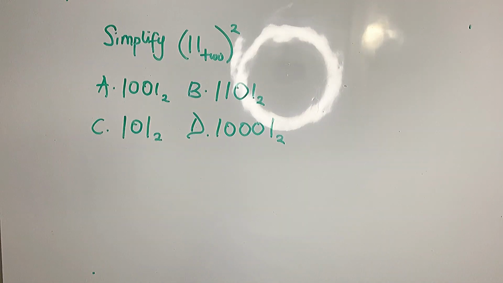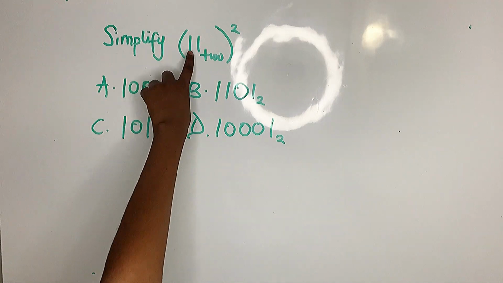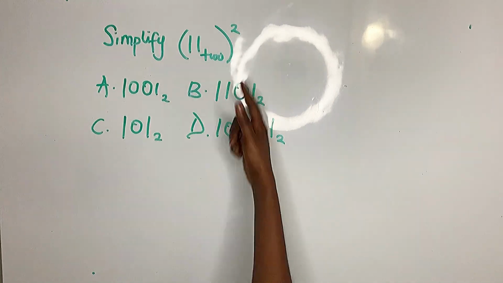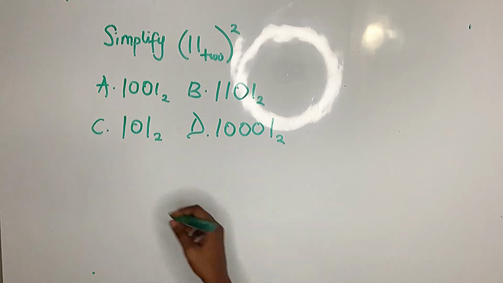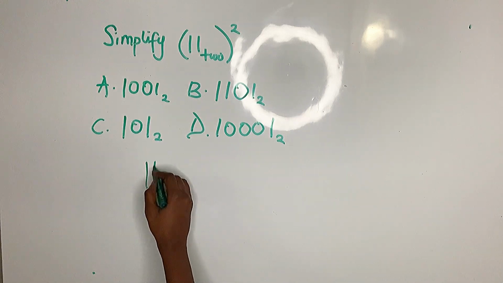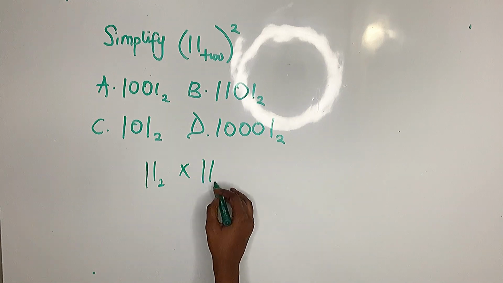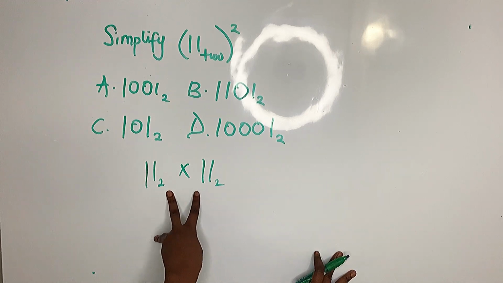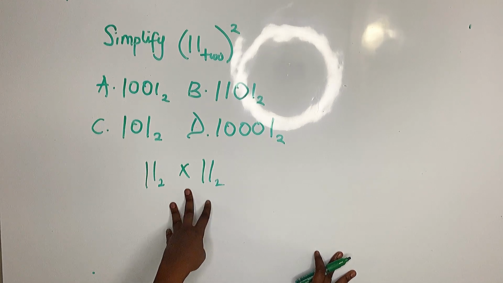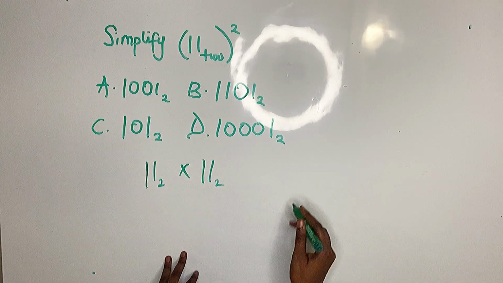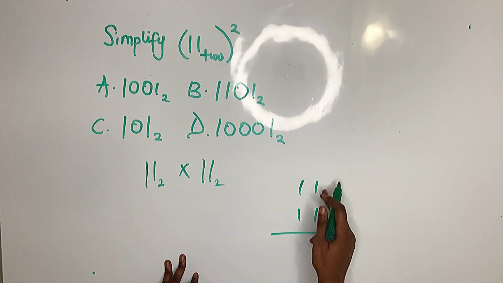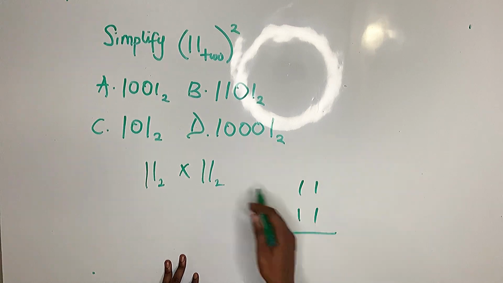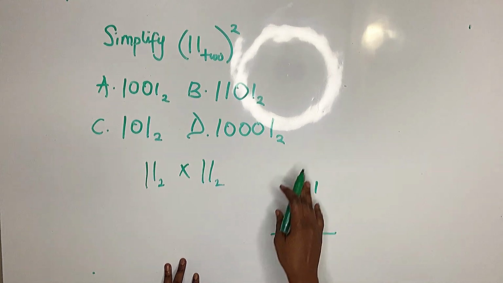Our second question says we should simplify 11, a number in base 2, squared. When a number is squared, it means that number is multiplied by itself, is it not? So what we're actually asked to do is 11 base 2 multiplied by 11 base 2. If you understand the multiplication of binary numbers, which are base 2 numbers, you can just multiply like a regular multiplication. It's just that 1 plus 1 will not give you 2, it will give you 10. If you know your binary multiplication, you can go ahead and do it like this.